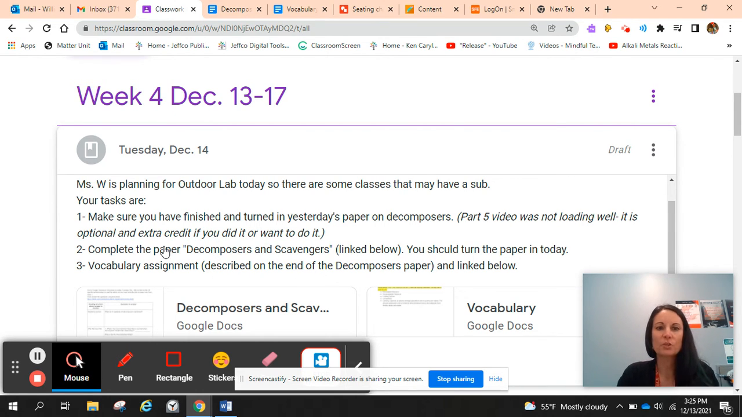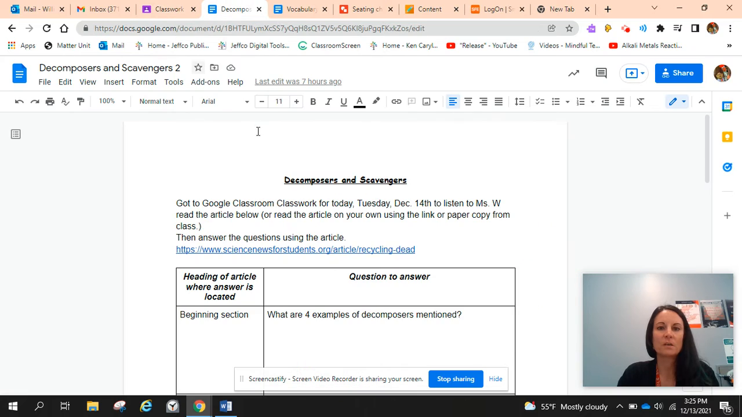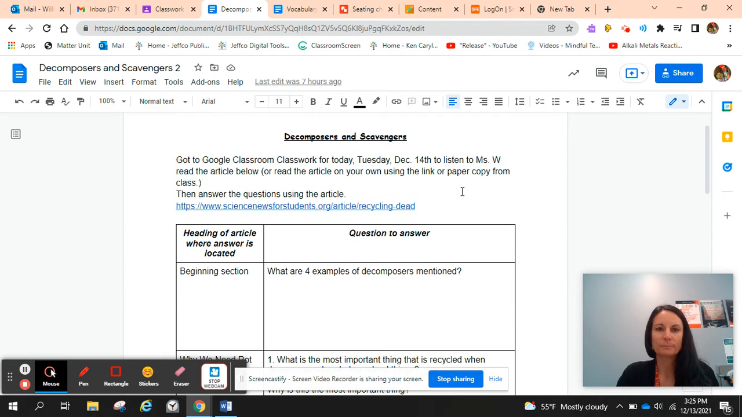I want to look here at number 2, this Decomposers and Scavengers document below. When you click on this, you're going to see this document open up. And I made a typo. This should obviously say go to Google Classroom classwork for today, Tuesday.